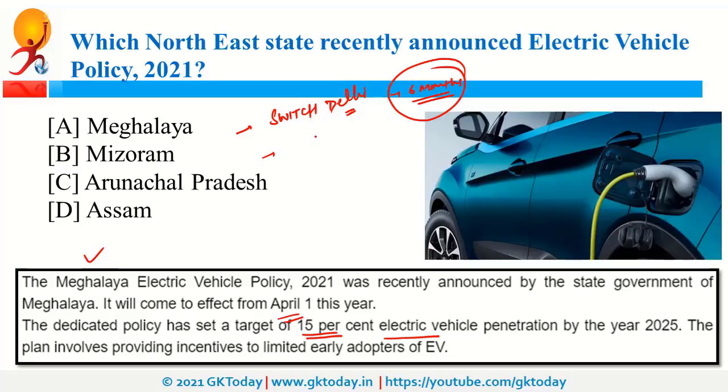Apart from that, for the promotion of electric vehicles in our country, we have the FAME scheme, that is Faster Adoption and Manufacturing of Hybrid and Electric Vehicles. So this policy was launched in 2015. Now answer in comment box which is the nodal ministry for this policy. Apart from that, recently the Go Green initiative was in news. So this is an initiative supported by Ministry of Road Transport and Highways.